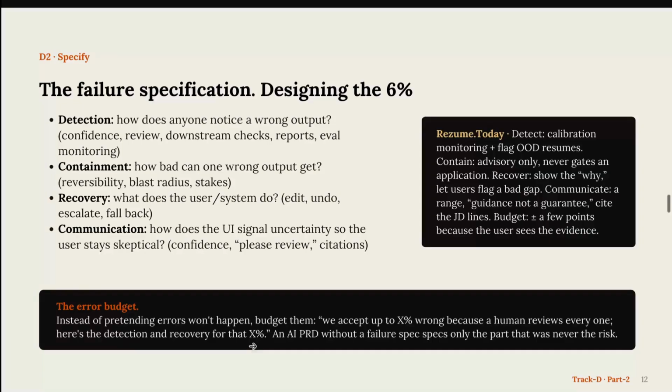An AI PRD without a failure spec specs only the part that was never the risk. So what we are trying to say here is always have a section where we are clearly saying this is our error budget.